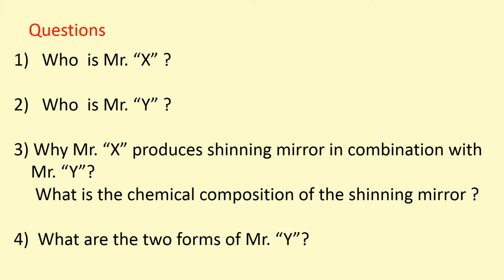Now, let's see the questions. Question number 1. Who is Mr. X? This is the primary question. The other questions are number 2, who is Mr. Y? Number 3, why does Mr. X produce a shining mirror in combination with Mr. Y? What is the chemical composition of the shining mirror? Number 4, what are the two forms of Mr. Y? So these are the questions.